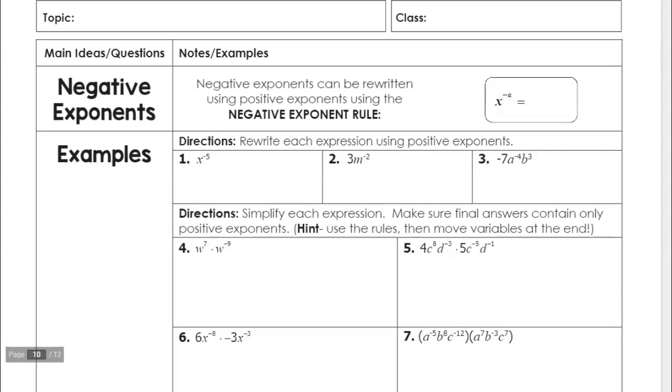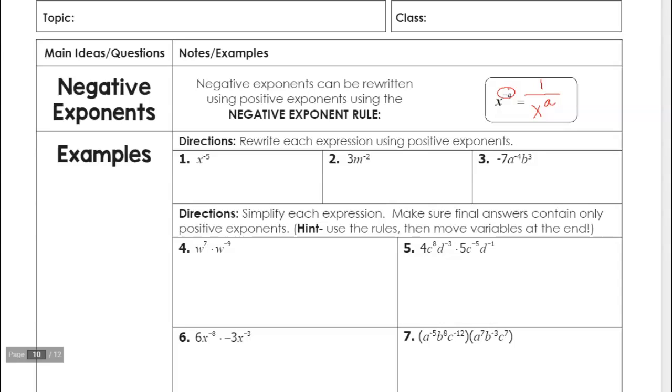Okay, negative exponents. This is probably the hardest rule. People struggle the most with these, and we're going to kind of explain why. Whenever you have a negative exponent, the goal is always to get that to a positive.